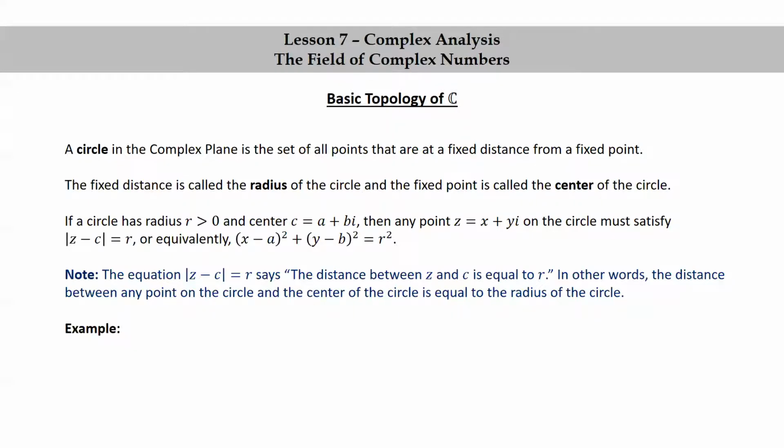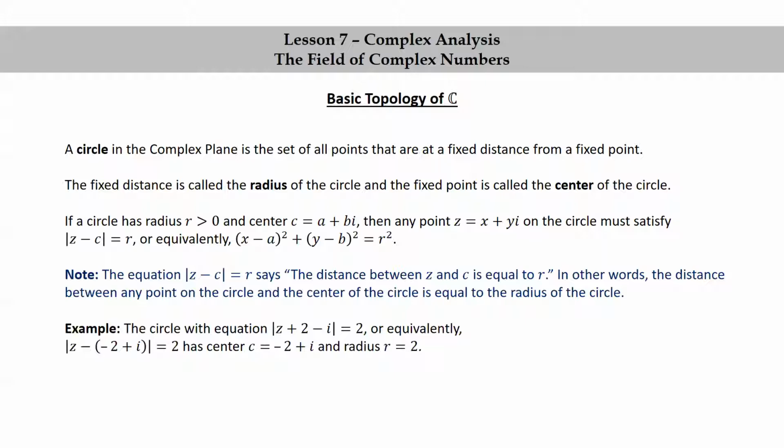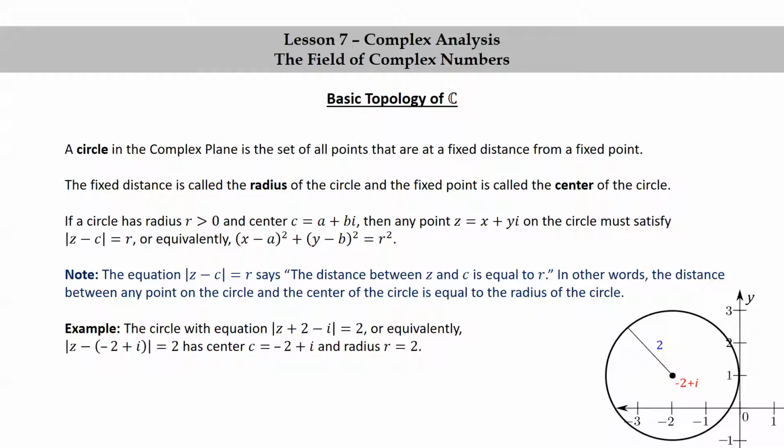Let's look at an example. The circle with equation absolute value of z plus 2 minus i equals 2, or equivalently, absolute value of z minus negative 2 plus i is equal to 2, has center c equals negative 2 plus i, and radius r equals 2. Here we see a picture of this circle. You can see that the center is negative 2 plus i, and the radius of the circle is 2.